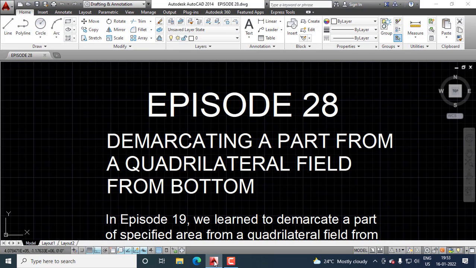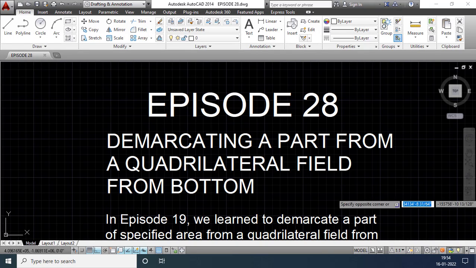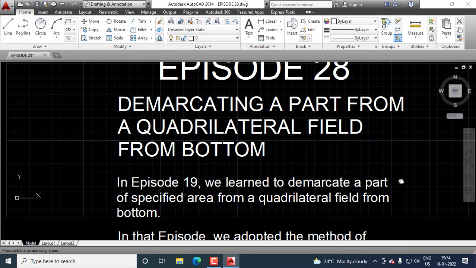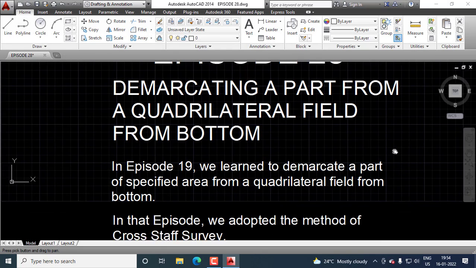In this episode, I discuss demarcating a part from a quadrilateral field from bottom. In episode 19, we learned to demarcate a part of a specified area from a quadrilateral field from bottom.